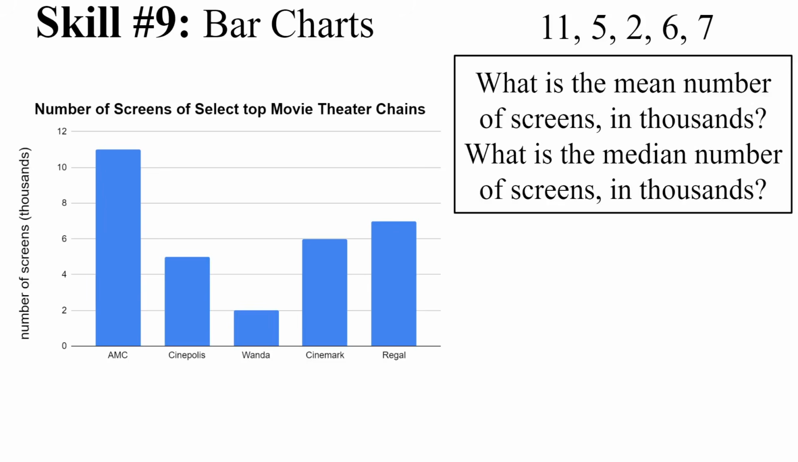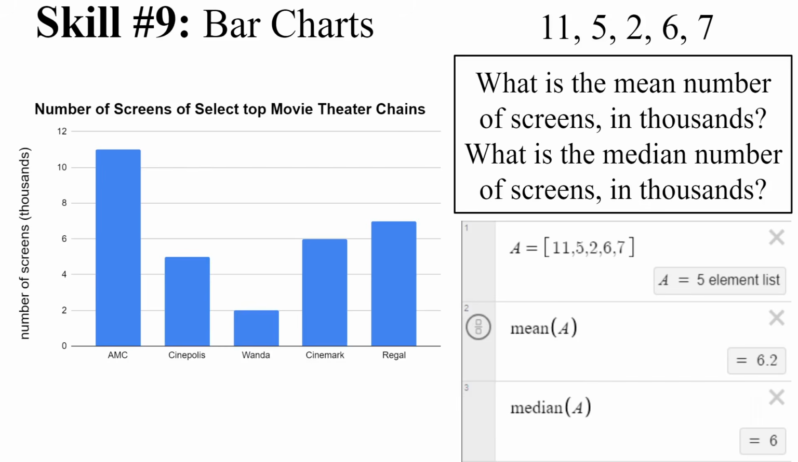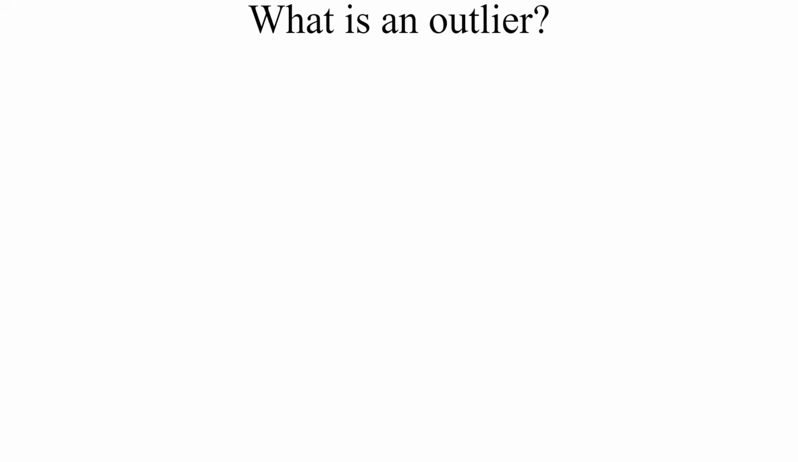Just for the sake of simplicity, I'm just going to type these into Desmos. You can type it in using square brackets to make it a list. Kind of saves you some typing, so you don't have to type in 11, 5, 2, 6, 7 twice. You could just write mean of A and then median of A. So the mean is 6.2 thousand screens, and the median is 6,000 screens. Great, that's it for bar charts.